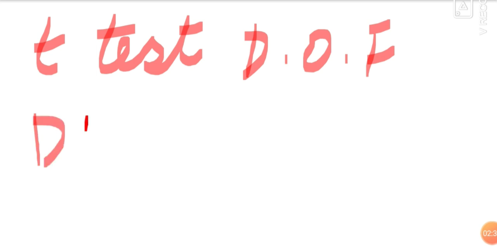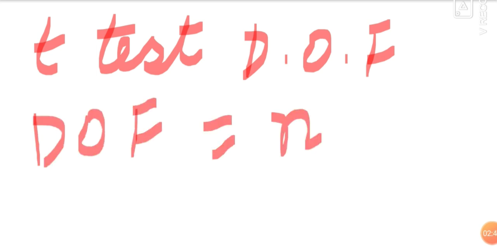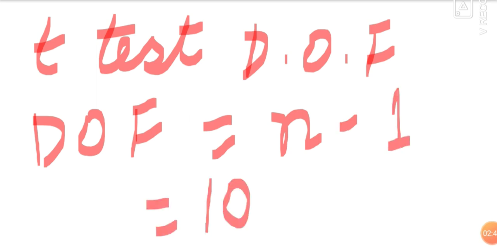Okay, so in the t-test we have to find the degrees of freedom. How will we find our degrees of freedom? We'll find it by n minus 1. We know our n is 10, minus 1, we get 9. So our degrees of freedom is 9.